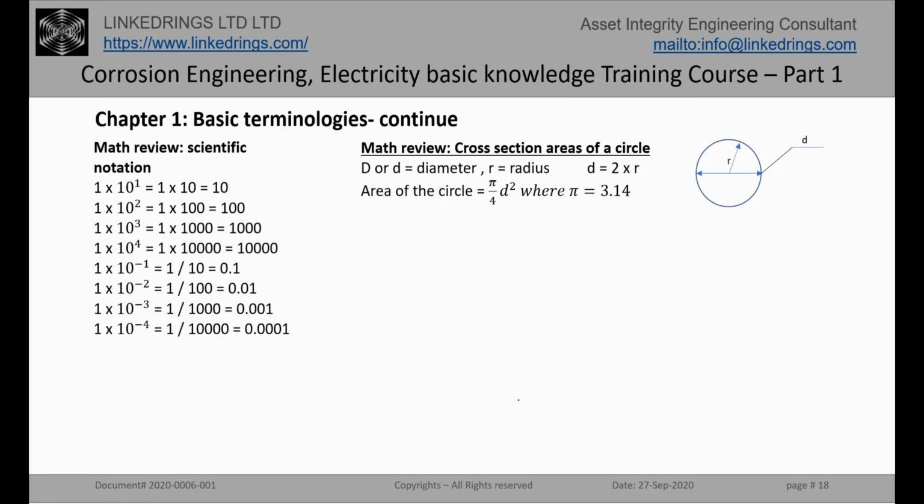As we mentioned, just to refresh it again, if we have a circle with diameter d and radius r, then d is equal to 2r. The diameter equals double the radius. The area of a circle is pi divided by 4 d squared, where pi equals 3.14. Or the area of the circle equals pi times r squared.